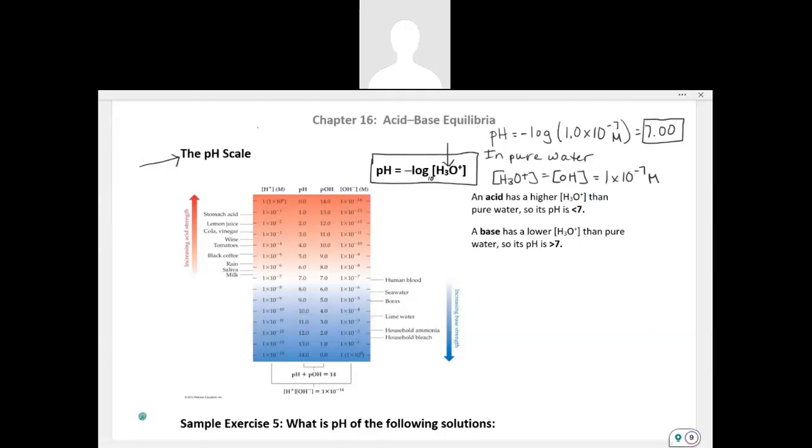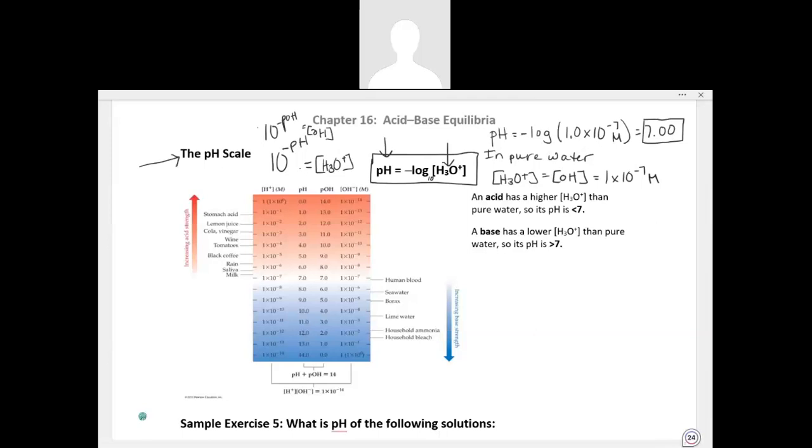We can also use the reverse of this pH equation. If we take 10 to the negative pH, that will give us our hydronium ion concentration. And we could do the same thing with pOH. So we have 10 to the negative pOH, and that will give us our hydroxide ion concentration. So these are all the equations that are good to note for this section of chapter 16.